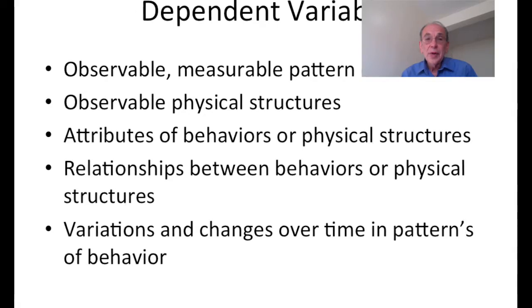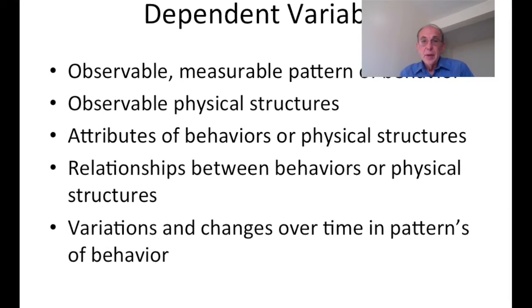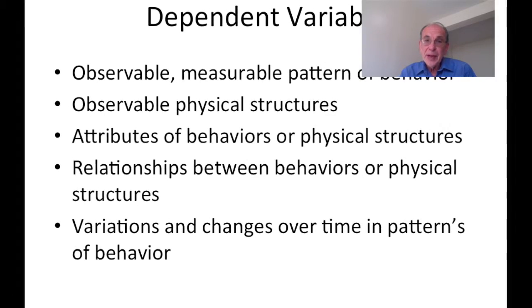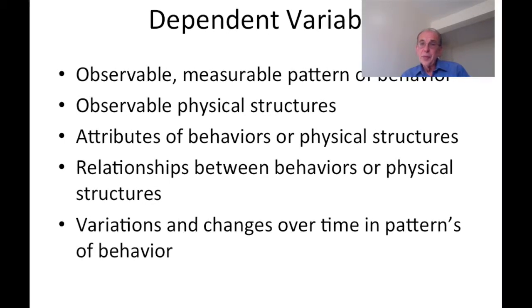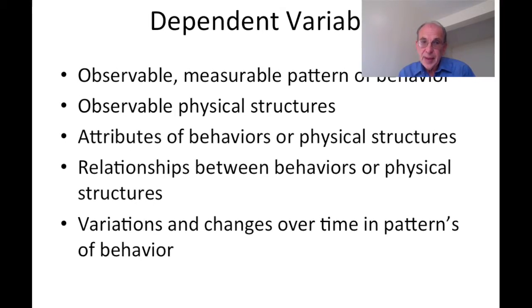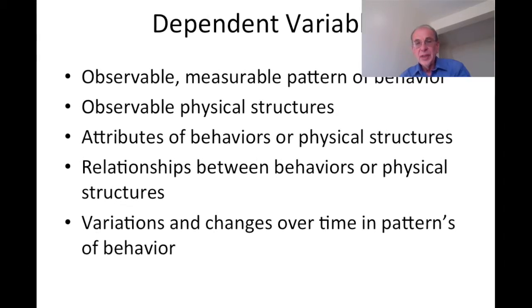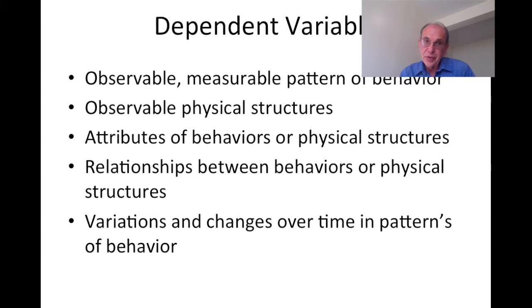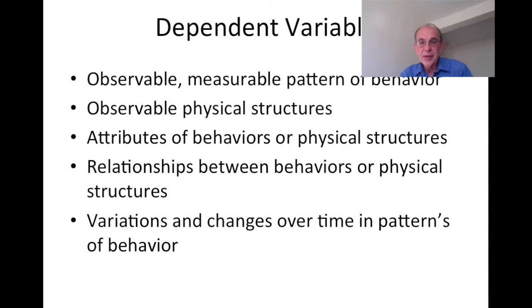Okay, now, what are the dependent variables in basic structural research? Number one, observable, measurable patterns of behavior. Observable physical structures. Attributes of behaviors or physical structures. Relationships between behaviors and or physical structures. And variations and changes over time in patterns of behavior as individuals develop.